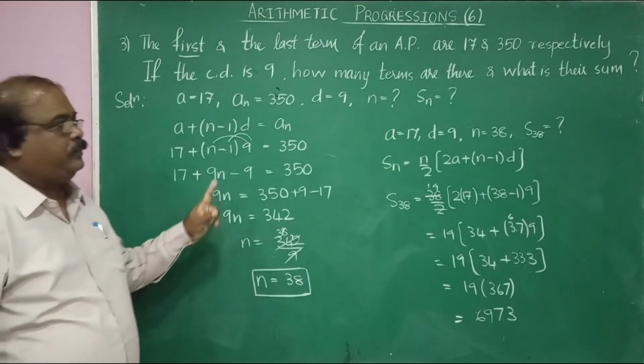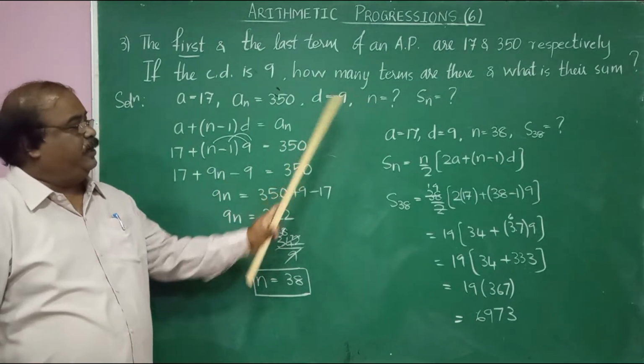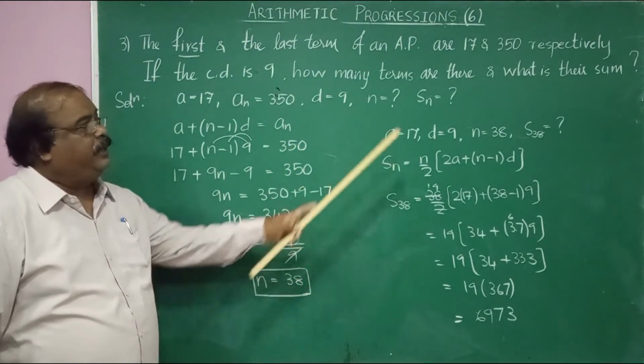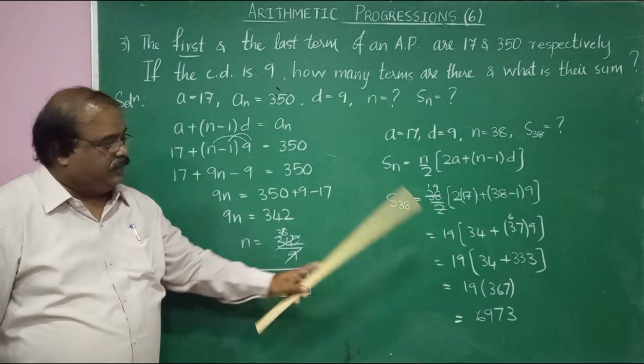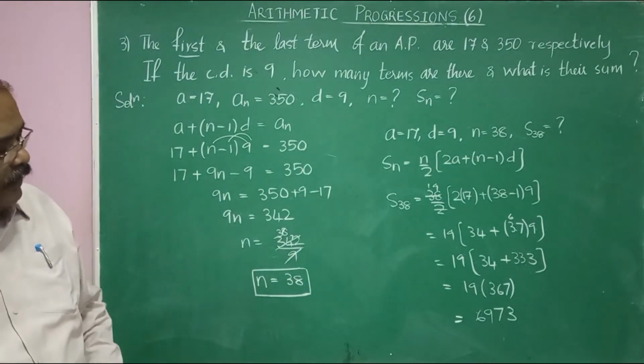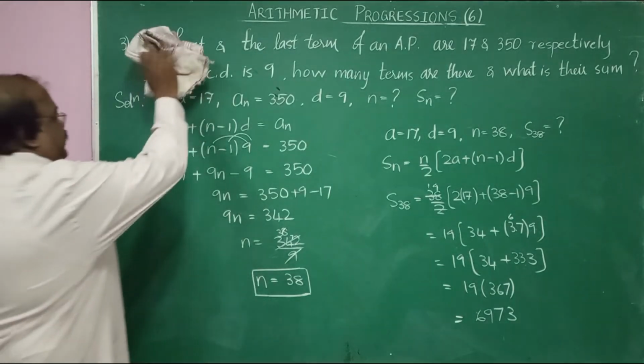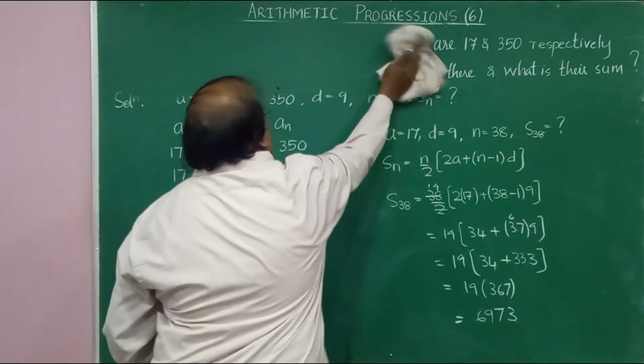What will be your answer? 6973. What were you asked in this sum? To find the number of terms, which is 38, and the sum of the series, which you know is 6973. Let's go to the next sum, question number 4.